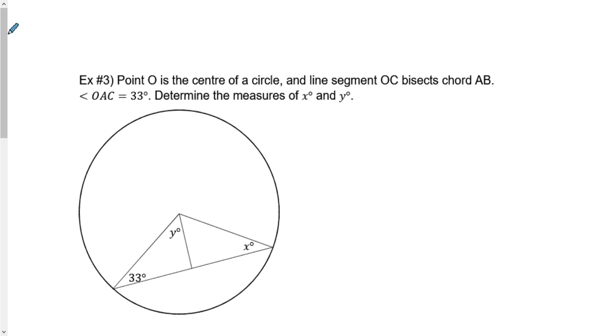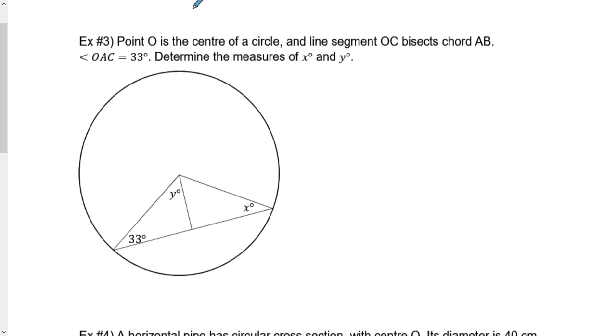So let's do some examples. Oh, I haven't labeled them, sorry. Point O is the center of a circle. The line segment OC bisects chord AB. So OC is going to bisect AB. So what that means is this side is going to be the exact same as that side. So from AC, it's going to be the exact same as BC.